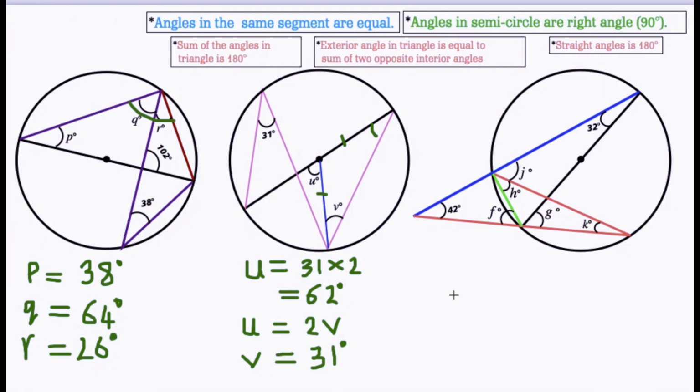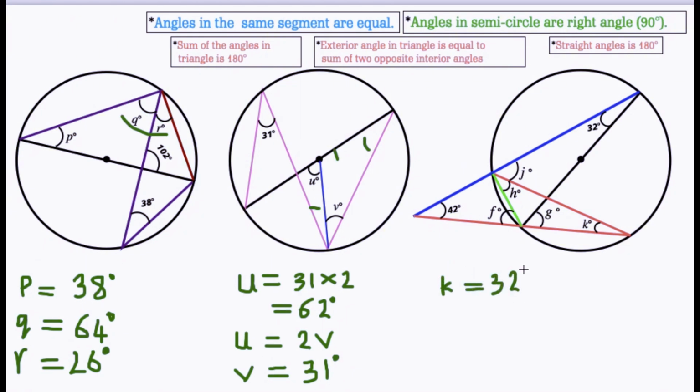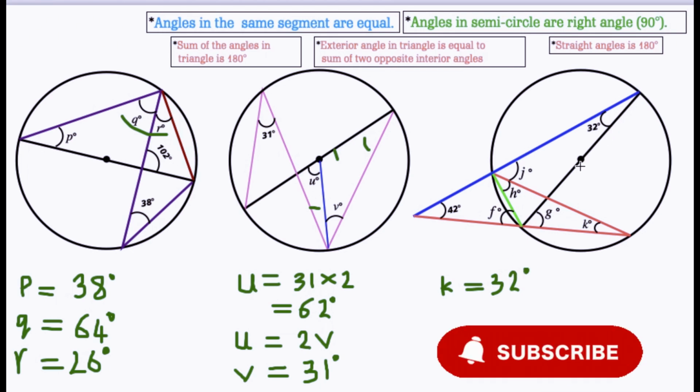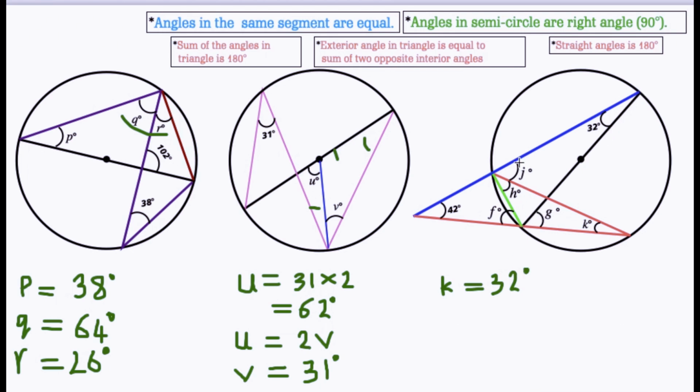The last one, we have so many angles to look out for. We are starting from the obvious one. K is 32 degrees because they are angles in the same segment. Now this is the diameter of this circle, so all this angle here will be 90 degrees. Then this is a straight line. If this angle here is 90 degrees, this one here is also 90 degrees, because of the sum of the angles on a straight line.